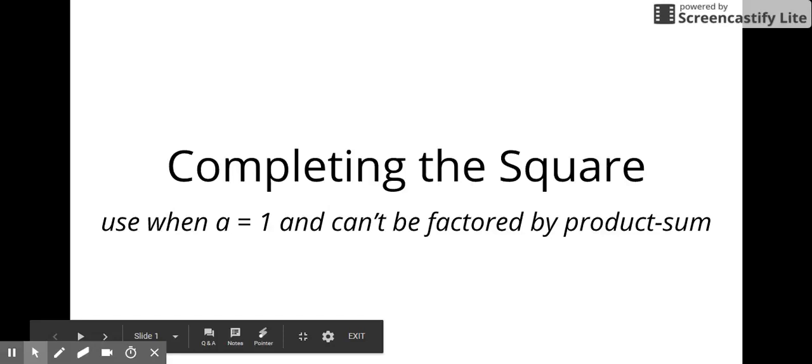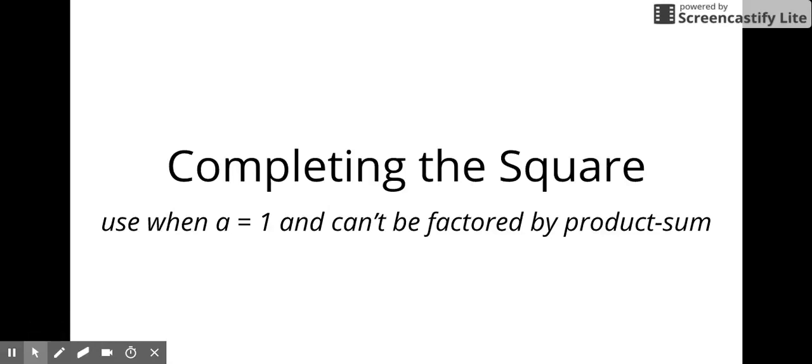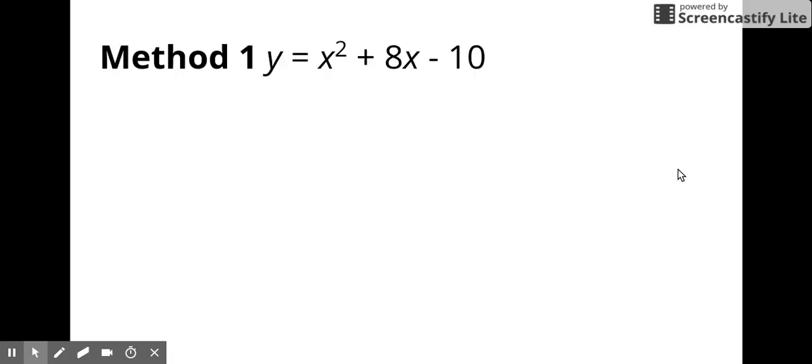Completing the square is a method for solving quadratics. Although we can use it for any quadratic, we typically use it when we have an a value of 1 and the quadratic can't really be factored easily by product sum. So let's look at an example.